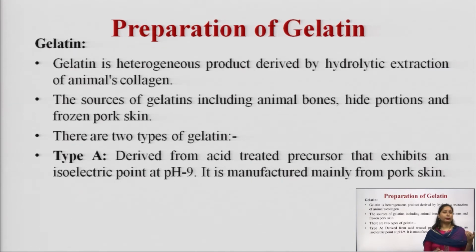Depending upon the source, gelatin is of two types, type A and type B. Type A gelatin is derived from the acid treated precursor that exhibits an isoelectric point at pH 9, and it is manufactured mainly from pork skin. So, type A gelatin is the acid treated form, which shows the isoelectric point at pH 9, and it is mainly extracted from the pork skin.